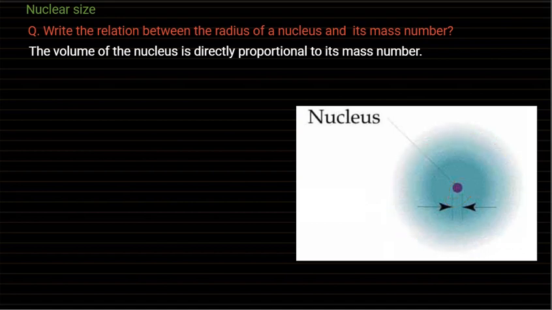Now, experimentally, it has been shown that the volume of this nucleus is directly proportional to the mass number. To understand this, let's take a look at this simulation.